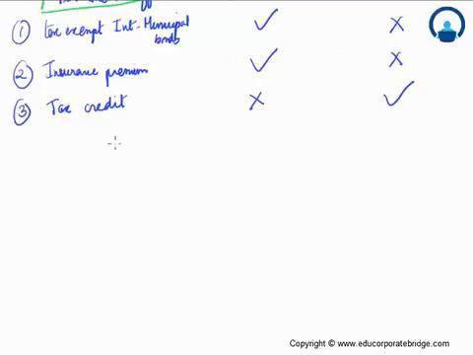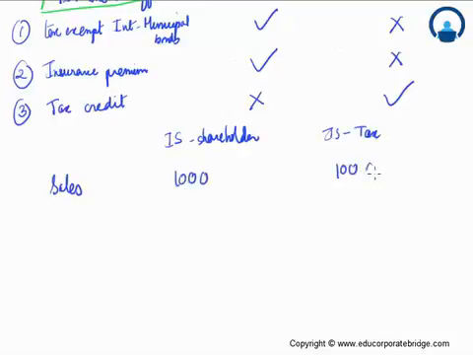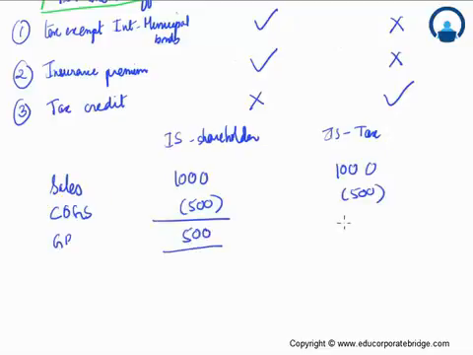So we'll start with, let's say, sales, and we'll draw two income statements, for shareholders as well as for the tax authorities. Let's assume sales were 1000 here, and obviously 1000 here. Cost of goods sold, let's assume is 500 and 500, so there's no change here. Gross profit will come out to be 500 in both cases. Now let's introduce these permanent expenses or permanent income. Let's introduce the interest from the municipal bonds.